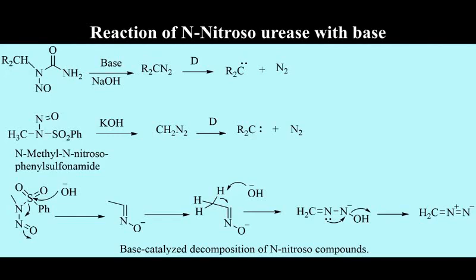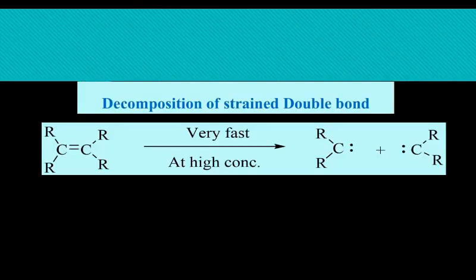When N-nitrosourea or N-methylene nitrosophenyl sulfonamide is reacted with a base, carbene is produced and nitrogen gas is removed. Here is the mechanism given for the reaction of N-nitrosourea with a base. A certain double bond or alkene, when heated or subjected to light, is decomposed to the carbene. It is a very quick reaction.